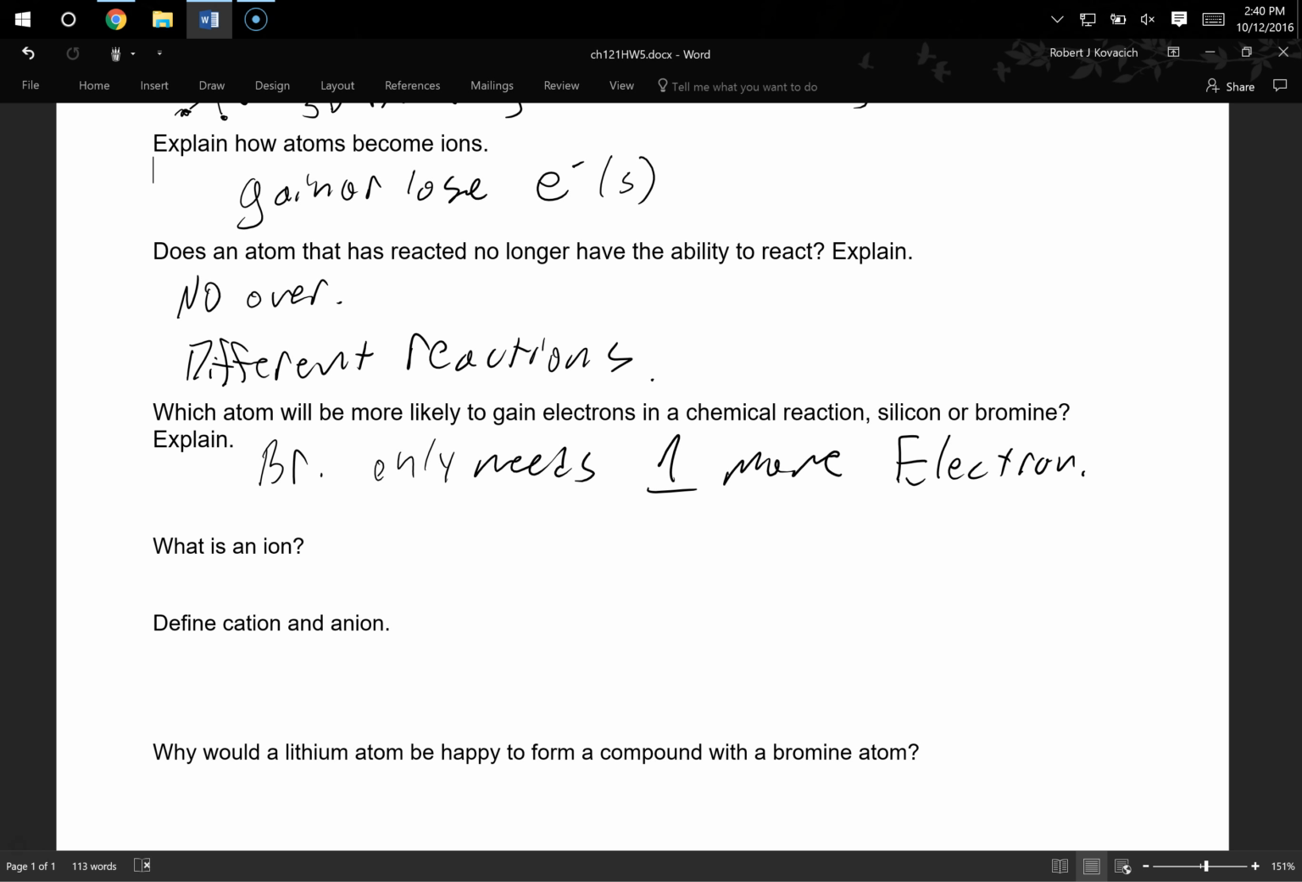So what is an ion? Charged atom or molecule. Okay. How about we go with charged particle. That way it can be an atom that's charged, or it could be a polyatomic ion that's charged. Cation, positive ion, and the anion, negative ion.